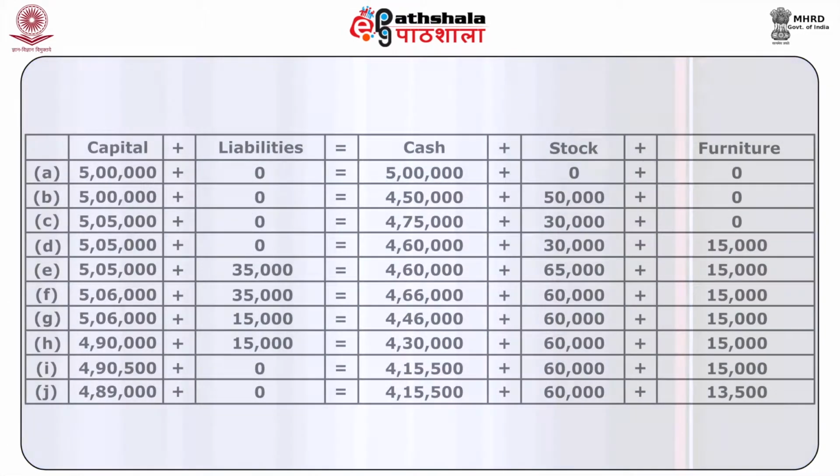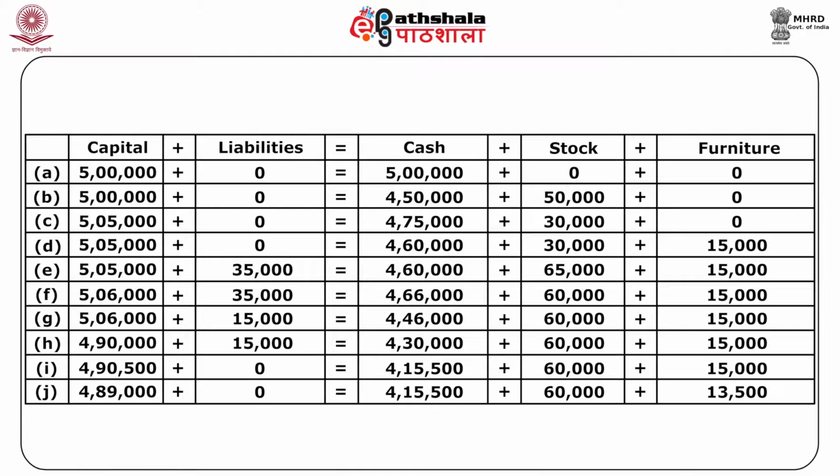Now let's present the last accounting equation in the suitable form of where capital plus liabilities is equal to cash plus stock plus furniture. The treatment of first adjustment is 5 lakh of capital plus liability 0 will be equal to 5 lakh of cash plus 0 stock plus 0 furniture. Second, 5 lakh of capital plus 0 liabilities which will give cash of rupees 4 lakh 50,000 plus stock 50,000 plus furniture 0.